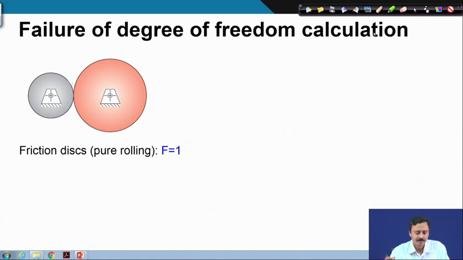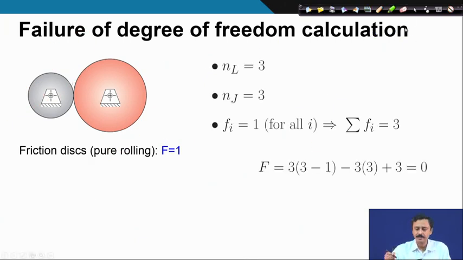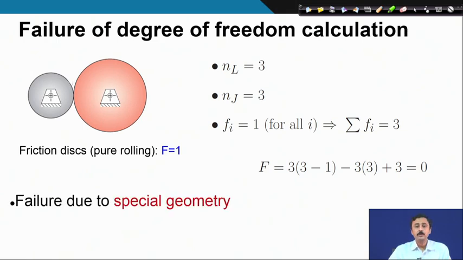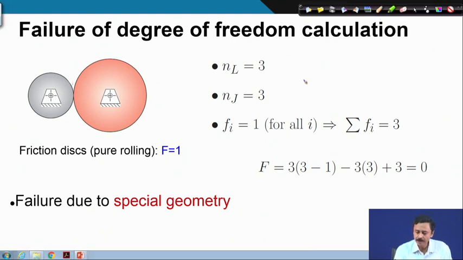Now, this failure is due to very special geometry, the circular geometry. So, we have two circles which are rolling over one another. Because of this, the distances between the centers, they are maintained. Let us look at this chain.